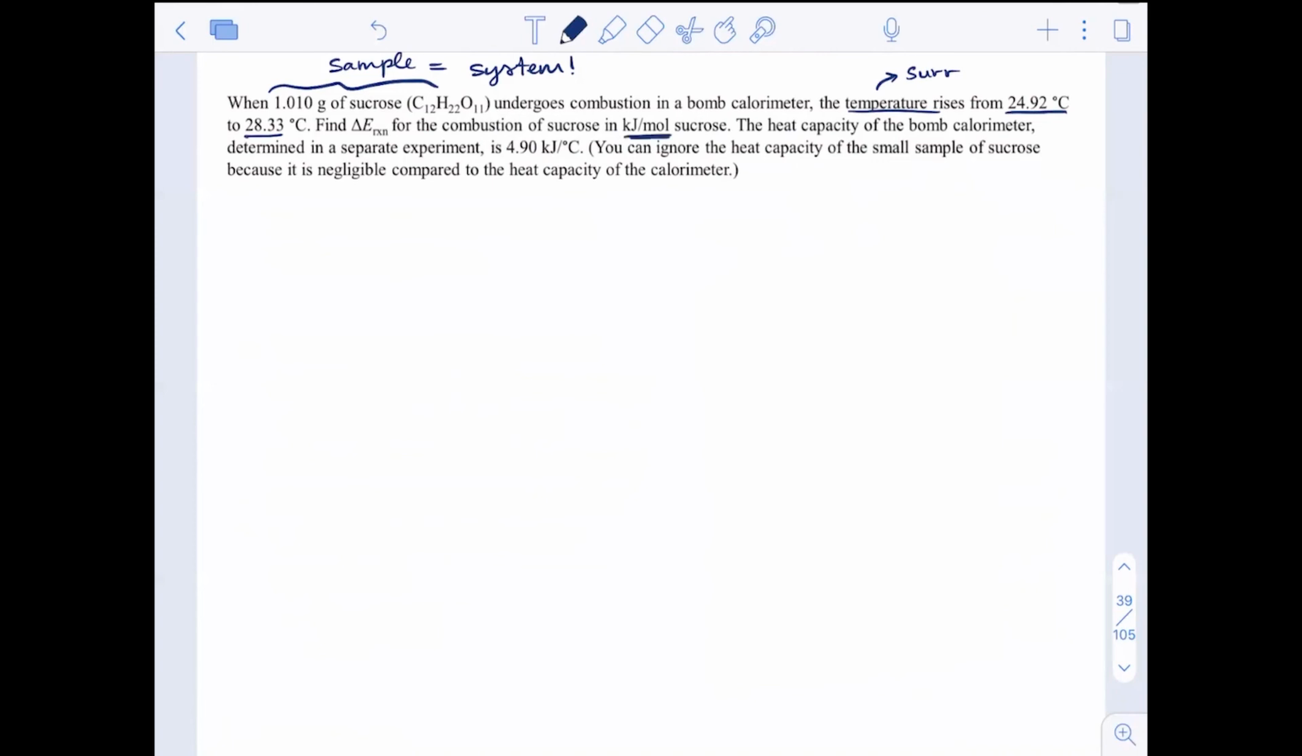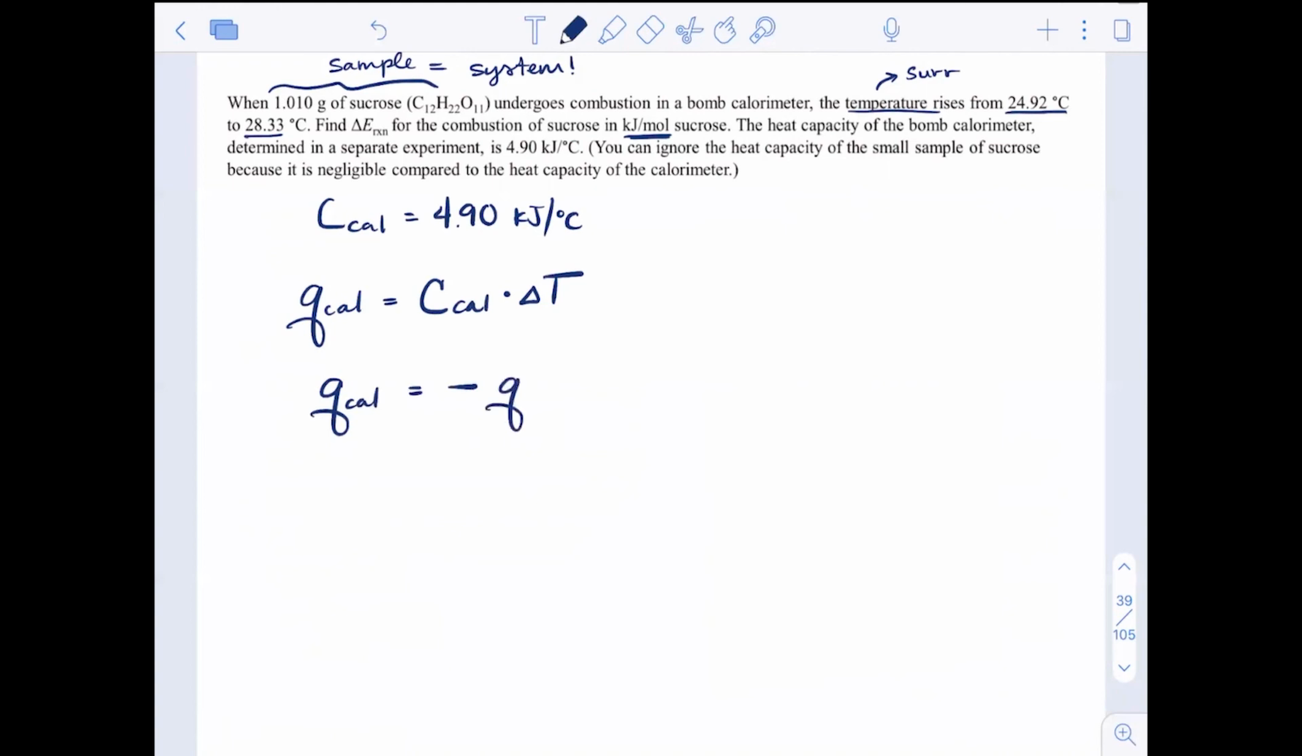All right, the heat capacity of the bomb calorimeter was determined in a separate experiment. Our C-cal is 4.90 kilojoules per degree Celsius. You can ignore the heat capacity of such a small sample of sucrose because it's negligible compared to the heat capacity of the calorimeter. We are simply measuring the Q of the calorimeter using C-cal times the delta T. The Q of the calorimeter will equal the same magnitude but opposite sign of the reaction.